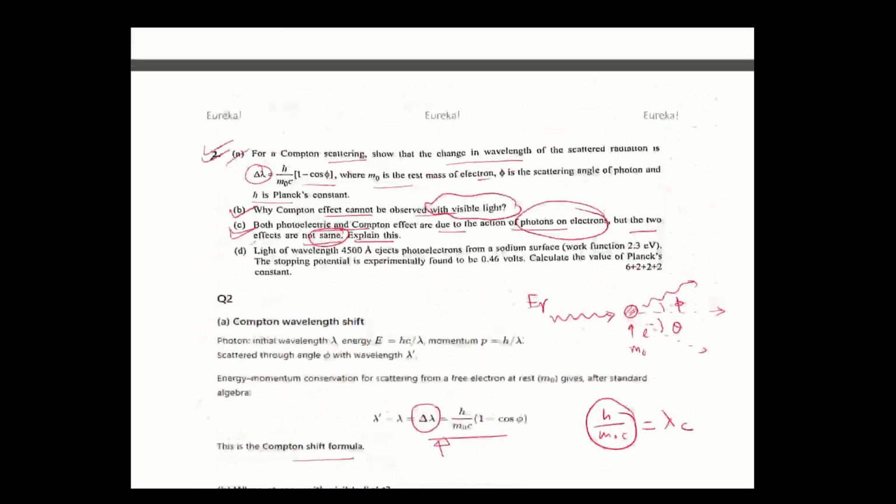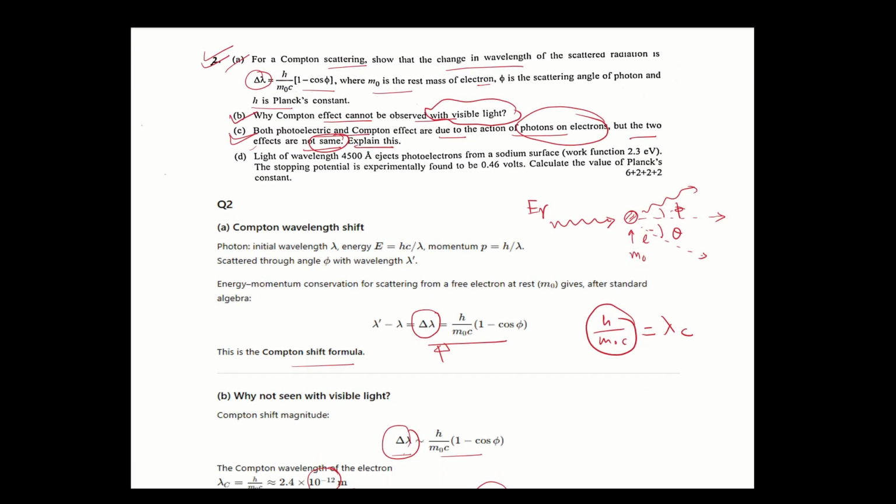Okay, next question is question number D. It is a numerical problem. The light wavelength is given as 4500 angstrom, and it ejects a photoelectron from a sodium surface. The work function is given as 2.3 eV. The stopping potential is experimentally found to be 0.46 volt. So calculate the value of the Planck constant.